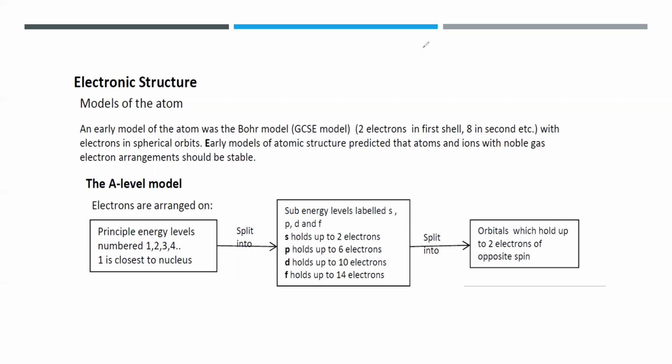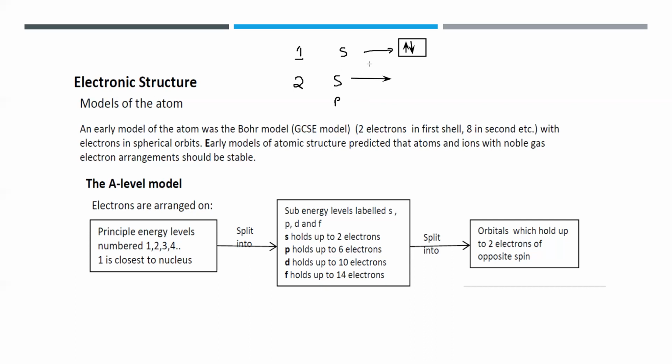I will give an example. Example, first shell. The first shell only contains the s subshell, and this s subshell has only one division, so it can hold electrons, where one of the electrons will rotate clockwise and the other will rotate anti-clockwise. But the second shell can have S and can have P.